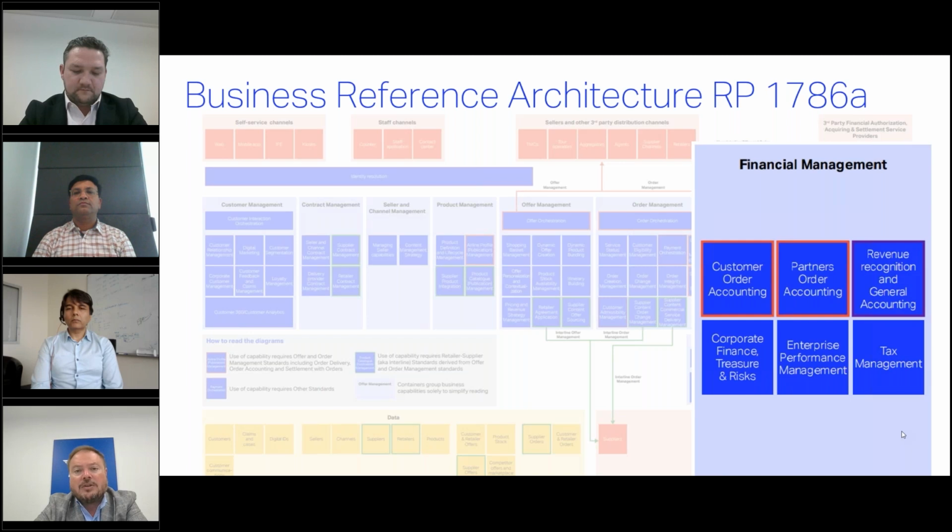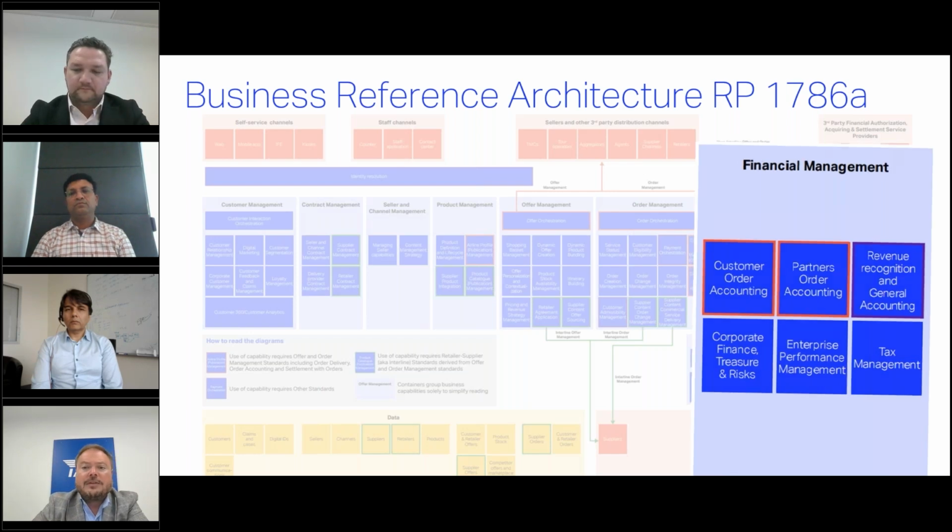Now, these aren't generally going to be affected all that dramatically, because we see that most of the changes or transformation in financial management is going to be around customer order accounting and partners order accounting, whereas the rest of the capabilities will likely benefit from improvements and maybe more granular and quicker access to data by themselves, by nature already being relatively generic financial capabilities. Then the impact or the implications are going to be smaller.